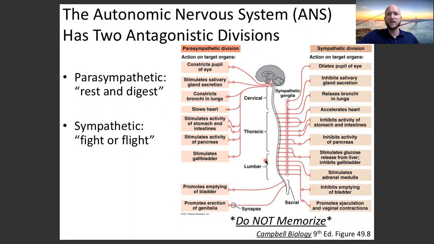You do not need to memorize every single function of the autonomic nervous system, every single function of the sympathetic and parasympathetic nervous system. You should know about the ones I specifically talk about in class, though.